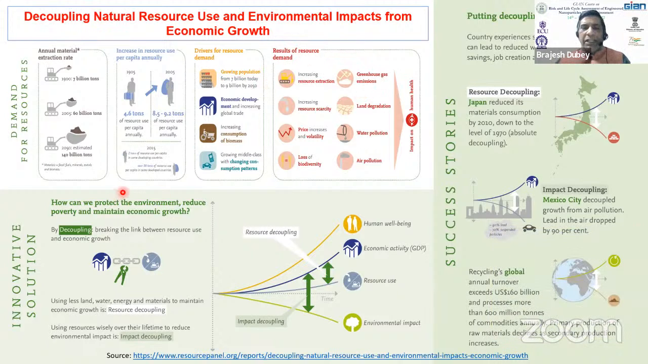So then you see how can we protect the environment, reduce poverty? One thing people are talking about is let's try to decouple the resource, go for better and better material. And there are some examples of resource decoupling happening in Japan, Mexico City, and all that recycling. It's not that much related to nanoparticles, but in general, we are trying to have more and more resource efficiency, if I may say that.